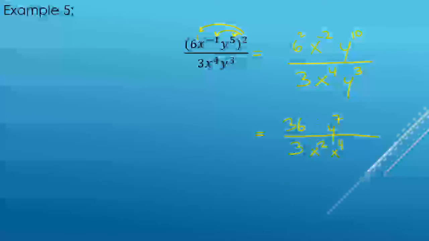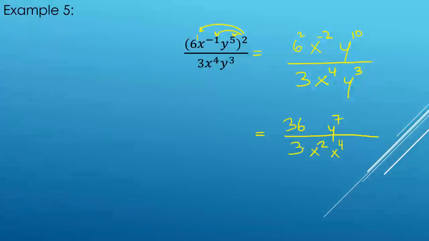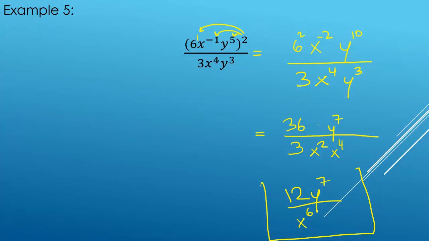All right, so let's finish this up. 36 over 3, well, that's 36 divided by 3, which is 12. Times y to the 7. Notice that there's no y's to cancel with below. And then x to the 2nd times x to the 4th left over in the denominator. That's x to the 6th power. And we're finally done. So here's our answer. Here's our simplified version.